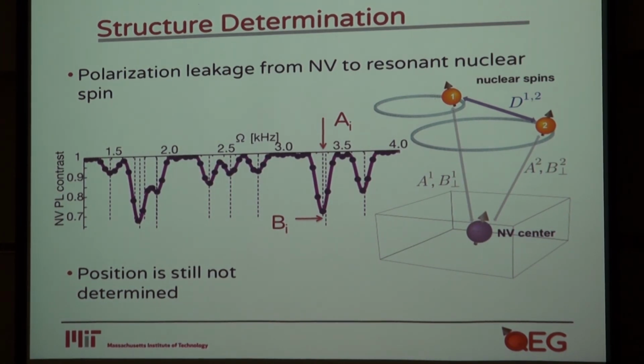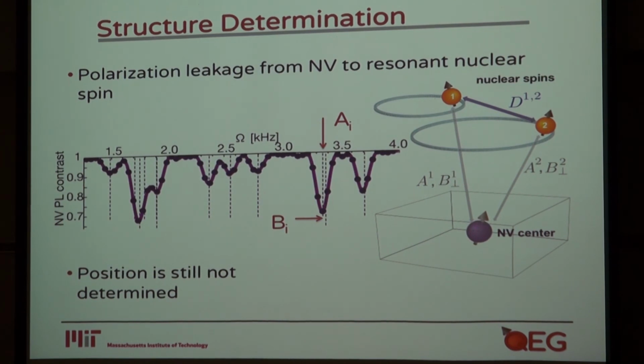But the nice thing about the scheme that we chose, this polarization transfer, is that what you're doing is, sure, detecting the presence of the nuclear spin, but at the same time, we're also polarizing them. We're leaking out polarization. And so now the nuclear spin is slightly polarized, maybe not perfectly, but they have some polarization. And they can become probes of their own environment.